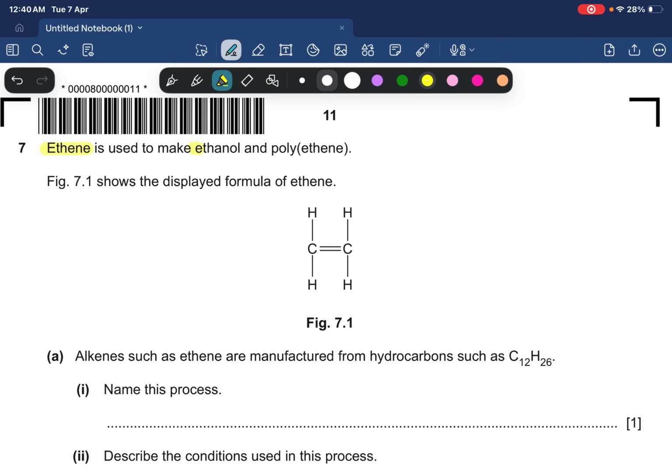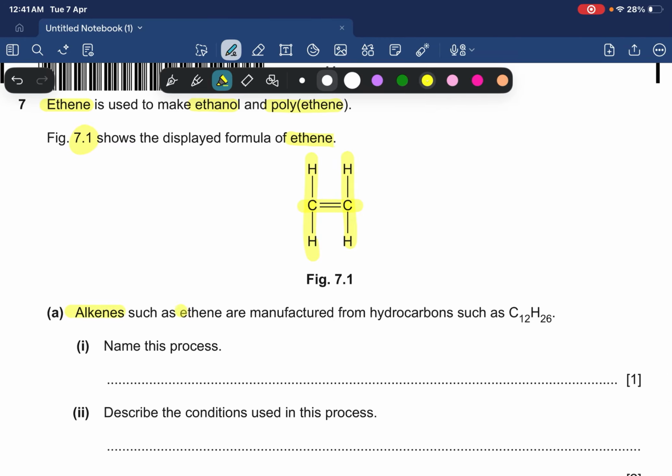Ethene is used to make ethanol and polyethylene. Figure 7.1 shows the displayed formula of ethene. So basically this is our ethene. Alkenes such as ethene are manufactured from hydrocarbons such as C12H26. So how do we manufacture ethene from hydrocarbons?